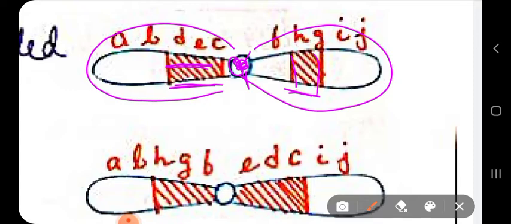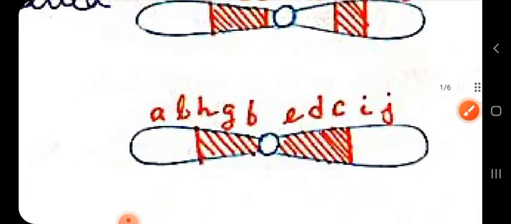But in the second case, if you see the next diagram, the second diagram, the inverted segment includes this centromeric region. That's why it is called pericentric inversion. So you can see the arrangement of the chromosome in the inverted order, but it also includes your centromeric region. That's why it is called pericentric inversion.